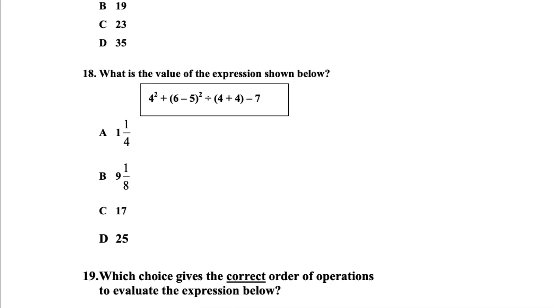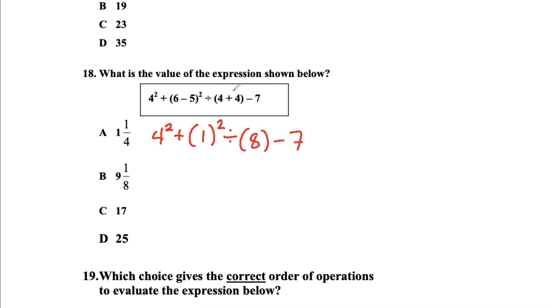Number 18. What is the value of the expression shown below? 4 squared plus (6 minus 5) squared divided by (4 plus 4) minus 7. So first we need to deal with the parentheses. So we're going to rewrite this: 4 squared plus the inside of this parenthesis is 6 minus 5, which is going to be 1 squared, divided by 4 plus 4, which is going to be 8, minus 7.